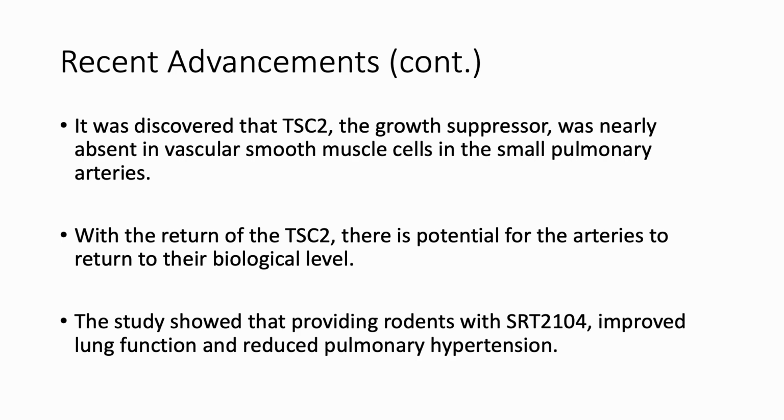It was discovered that TSC2, which is a growth suppressor, was nearly absent in the smooth muscle cells in the pulmonary arteries in patients with pulmonary hypertension. They noticed that when they returned the growth suppressor, the arteries had the potential to return to their biological level. And then they supplemented rodents with a medication that aided in growth suppression called SRT-2104, which improved lung function and reduced pulmonary hypertension in the rodents.